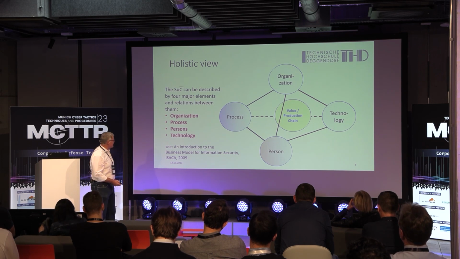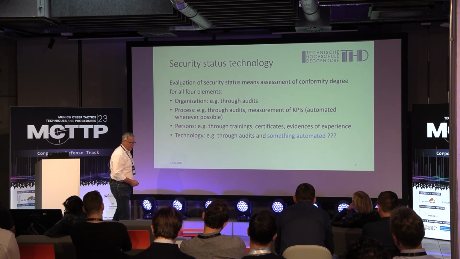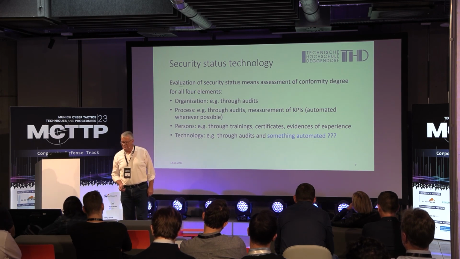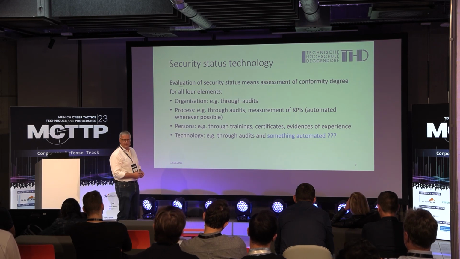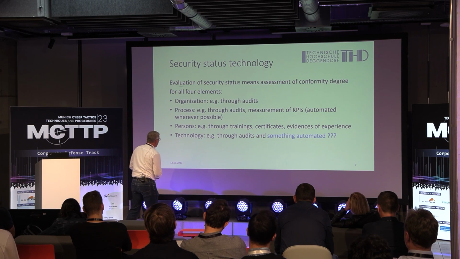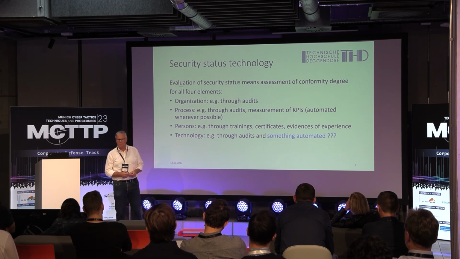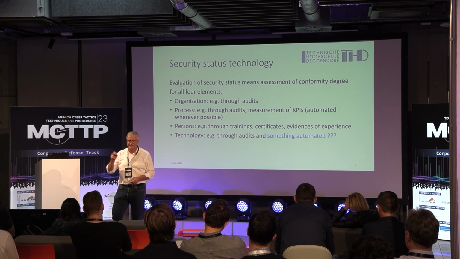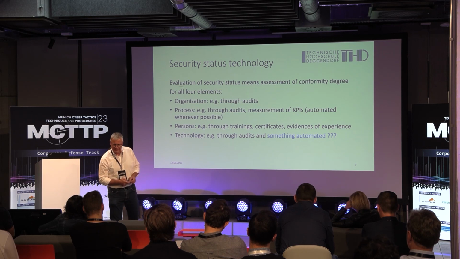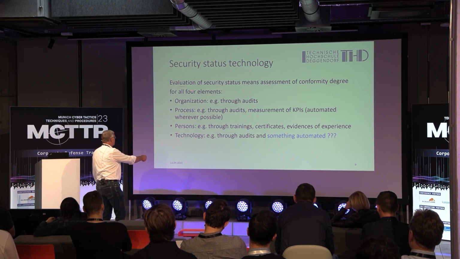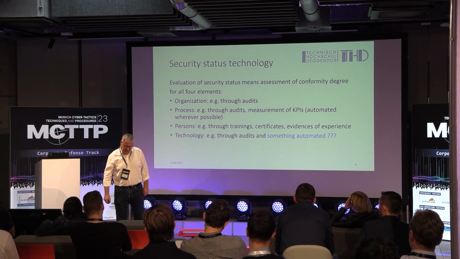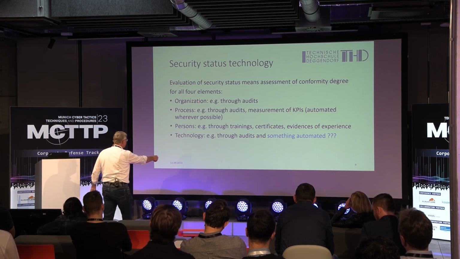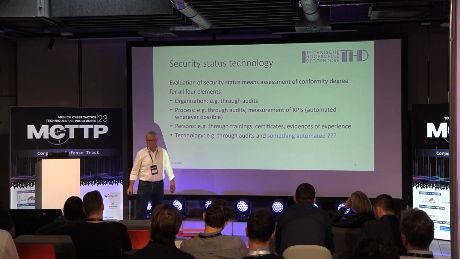So these 4 elements, but what can we do to get the security status so that we can see that processes, persons, technology are compliant with the security rules the company has defined? I assume that the company has defined these rules. Yeah? In many cases, it's only partially defined. So, okay, if we look at the organization and we want to evaluate the security status, the degree of conformity to security requirements, for example, for the organization, we can do it only by audits.